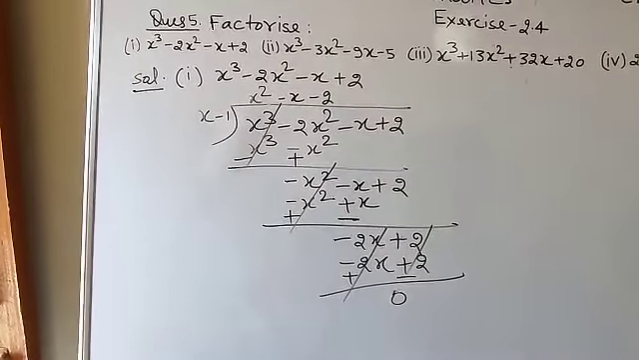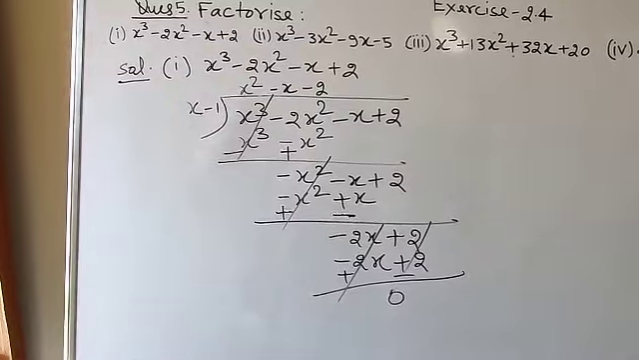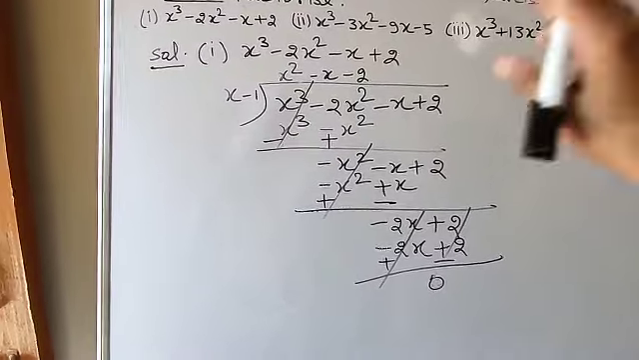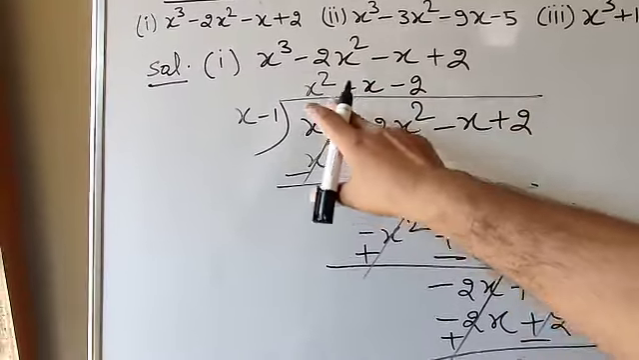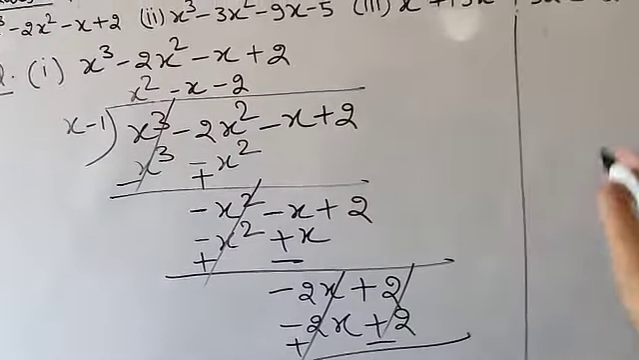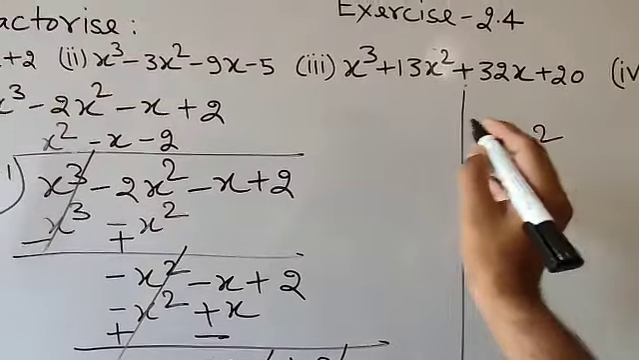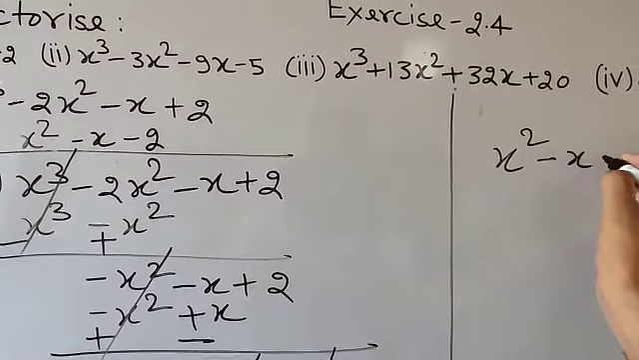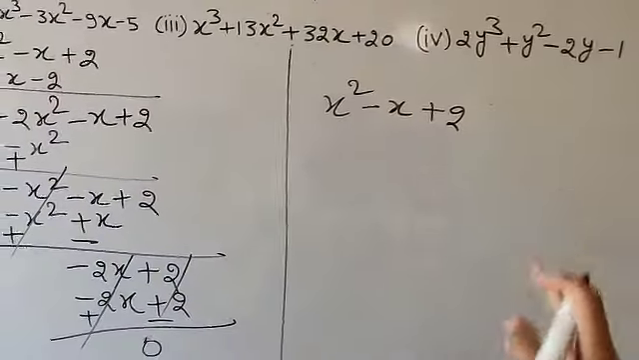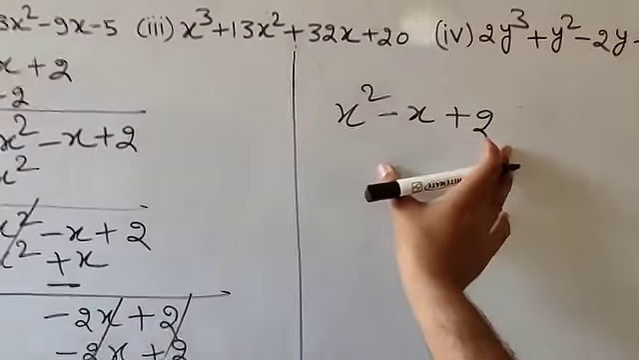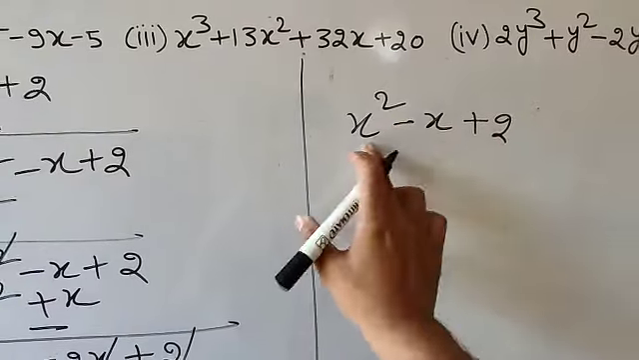So after getting one of the factor, you need to divide the given polynomial by x minus 1. Now you are going to get the quotient x square minus x minus 2. After division you will get a quotient. So write that quotient, that is x square minus x plus 2. So here it is the quotient x square minus x plus 2. Now you will get that quotient will be the quadratic polynomial. Here it is the quadratic.